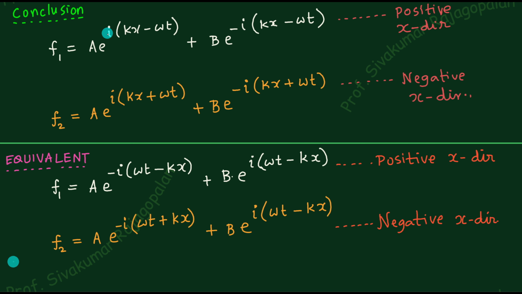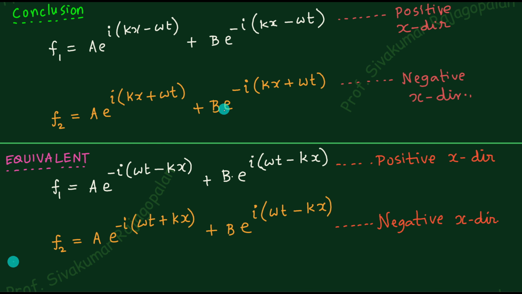And from the i, that means whether it is i or minus i, that is only a linear combination. So don't think that i means positive direction, minus i means negative direction. This confusion will come. That is why all this explanation comes into the picture.